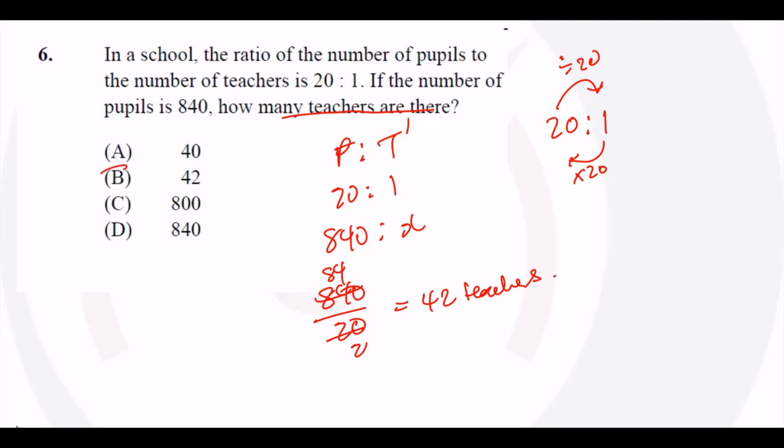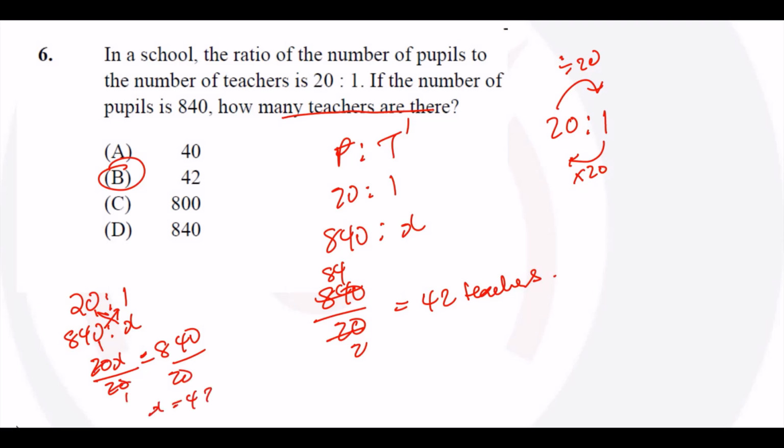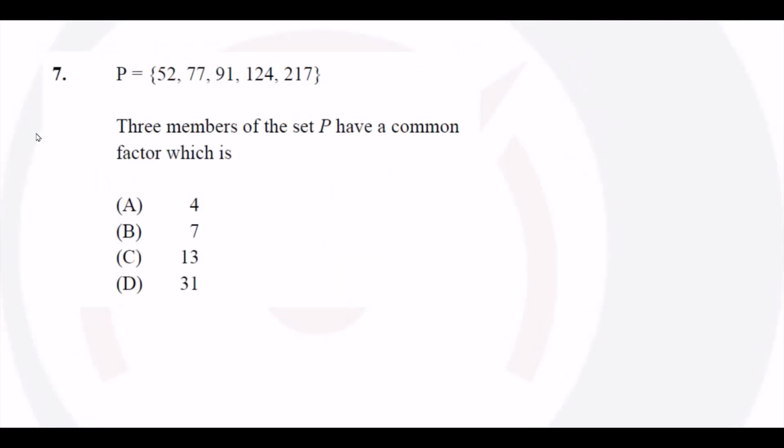And there are many ways of working this out. Some students may use the cross multiplication method, 20 to 1 and 840 to x. Cross multiply: 20 times x, that's 20x, and 840 times 1, that's 840. Solve for x, divide both sides by 20. So x is equal to 42. And there are many other ways of working on this question. Just leave your way in the solution.